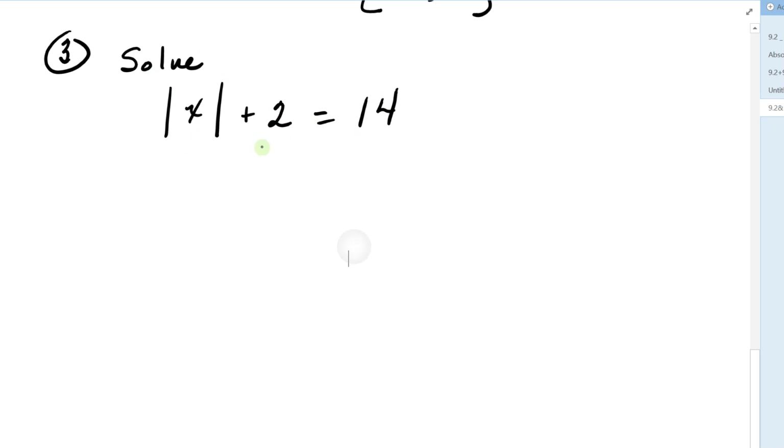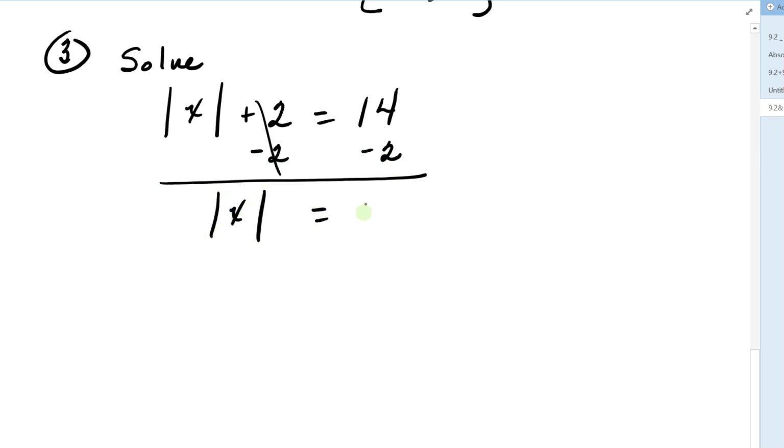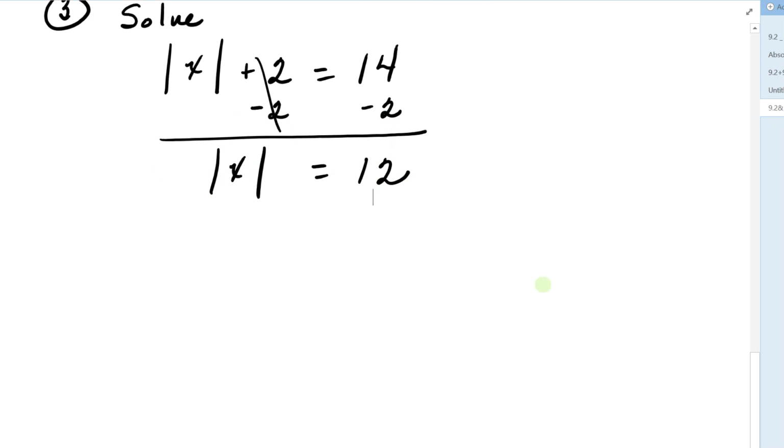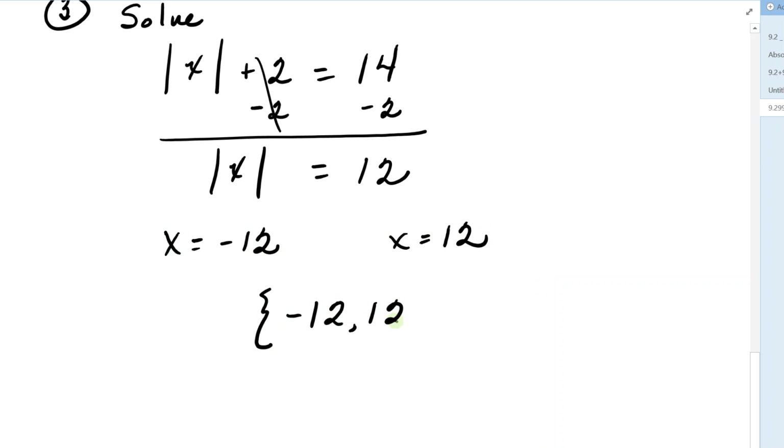Number 3 says to solve absolute value of x plus 2 is equal to 14. All right, this absolute value is not isolated yet. So I need to subtract 2 before I can consider what's going on. I have the absolute value of x is equal to 12. Because it's equal to a positive, I can say that x is equal to -12 or x is equal to +12. I don't have any more work to do. My solutions are -12 and +12.